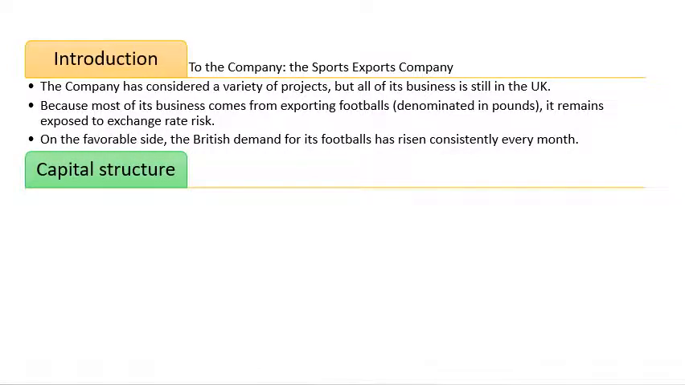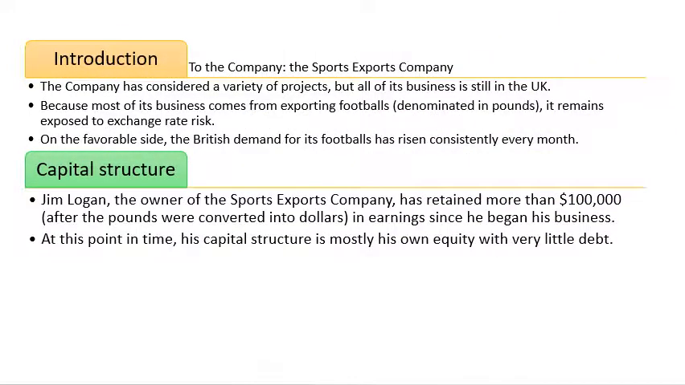Its capital structure. Jim Logan, the owner of the Sports Exports Company, has retained more than $100,000, of course after the pounds were converted into dollars, in earnings since he began his business. At this point in time, his capital structure is mostly his own equity, with very little debt. So this capital structure is called an equity-intensive capital structure.